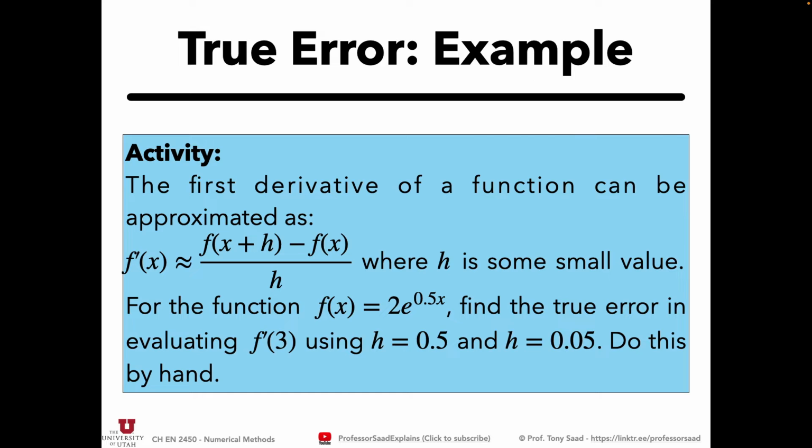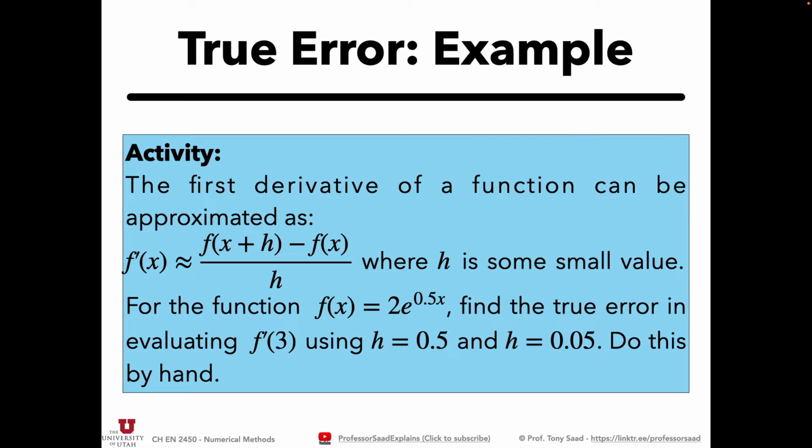So now we're going to try to assess the error committed. We're going to demonstrate that by using smaller values of h, you're going to get more accurate results, or less error, in your calculation of the derivative. So h is some small value. Now you're going to compute this f prime for the function 2 exponential to the 0.5x. Find the true error in evaluating f prime of 3 using these two values of h, 0.5 and 0.05. So do this by hand.